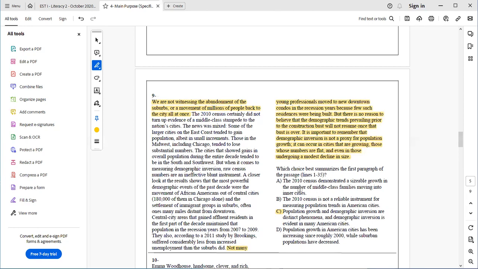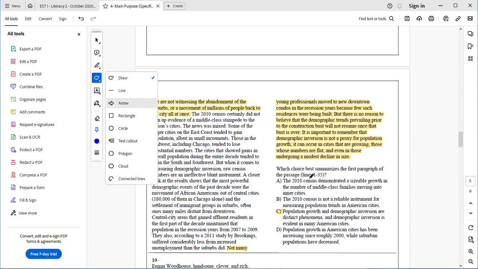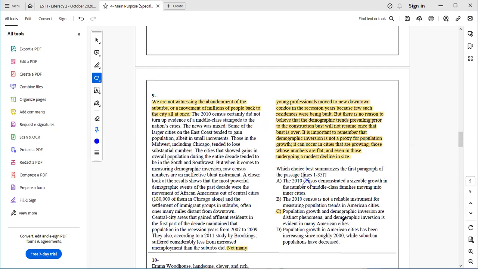Okay, let's find. He said here, the 2010 census demonstrates a sizable growth in the number of middle-class families moving into inner cities. Actually, he didn't mention in the first or the last sentence anything about the 2010 census. So cancel it. B, the 2010 census is not a reliable instrument for measuring population trends in American cities. Again, it doesn't mention anything about it. I know that it's mentioned in the passage, but I care about the first and last sentence.